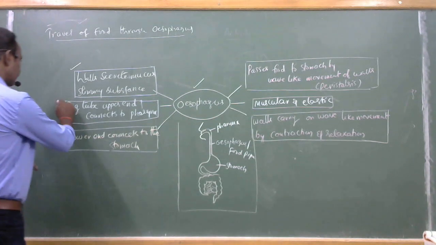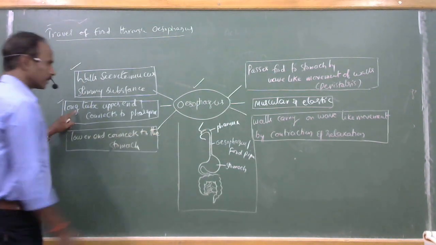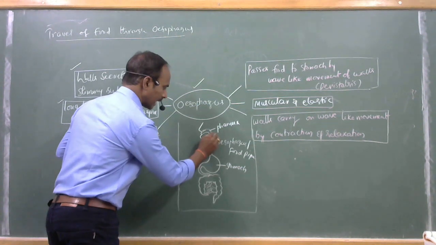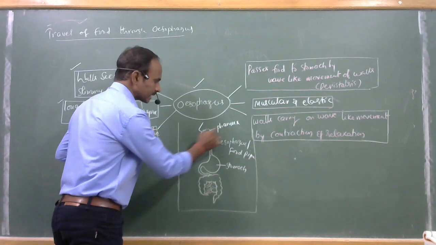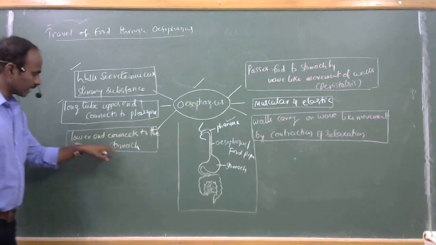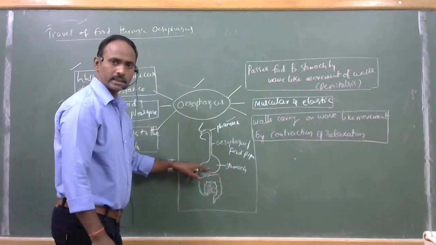Next one. This is the long tube. This is the upper end and this is the lower end. The upper end is connected with the pharynx. Clear? And the lower end is connected with the stomach.